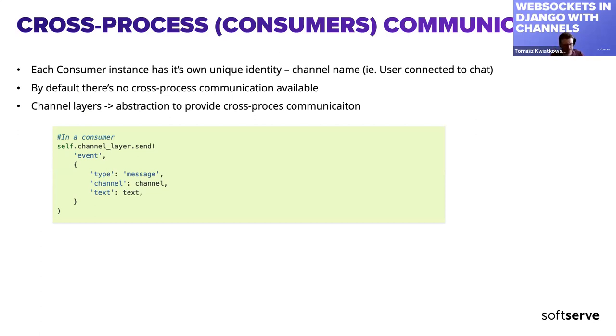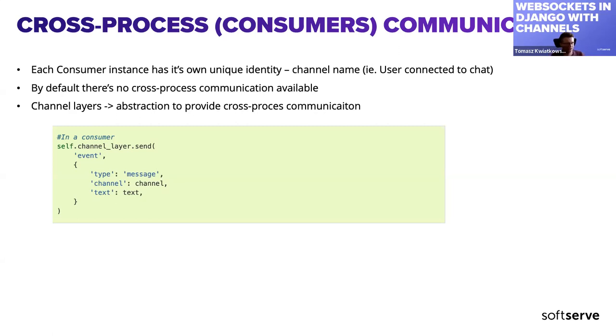In the matter of this connection that we are actually establishing with the server, each and every connection is kind of separate from each other, because once we make a connection, we actually instantiate the consumer instance. And this particular consumer instance has its own unique identity, which is called the channel name. By default, we are not able to communicate between two instances or two basically processes that are somehow handled by those consumers.